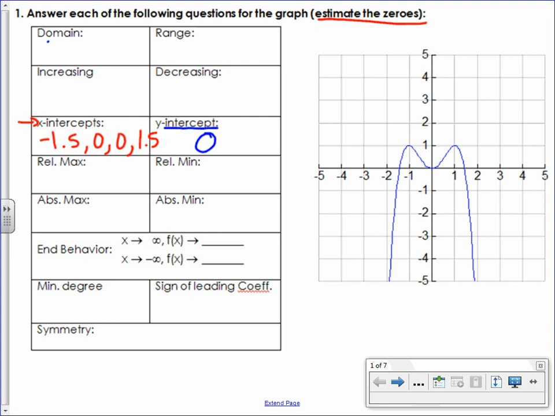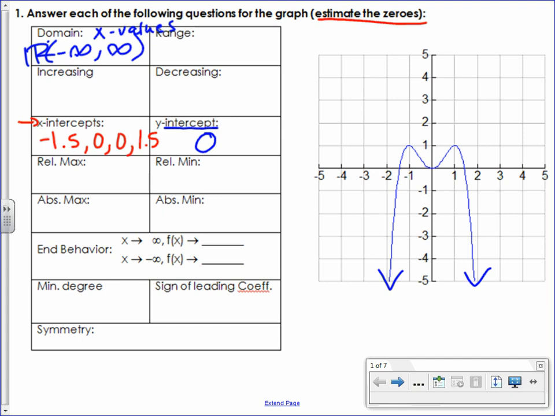Okay, my domain. If I'm talking domain, then I'm talking about all of my x values. So if I look at the ends, my ends are really arrows, which means my graph goes on and on forever. And like we talked about on the first day, for any polynomial graph, our domain will always be negative infinity to positive infinity. Or it's also fine if you just do the all real numbers sign. Either one.